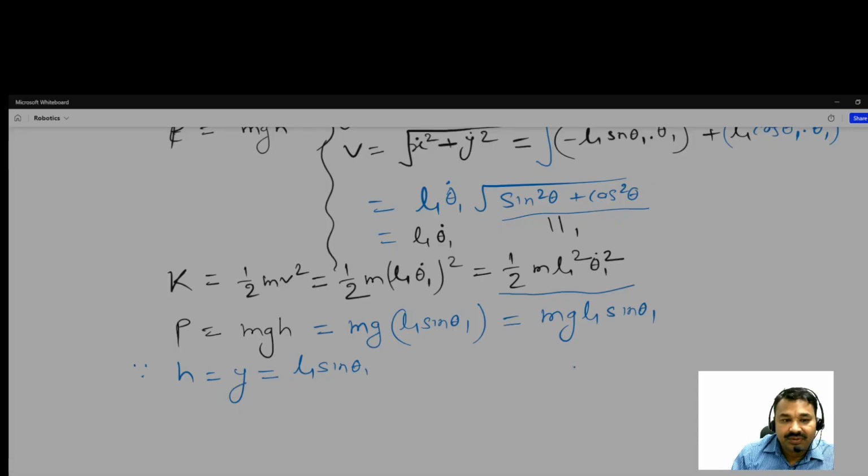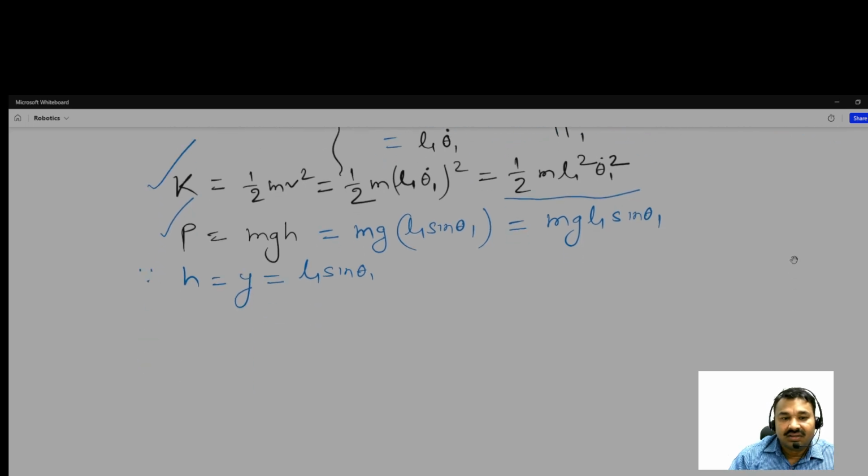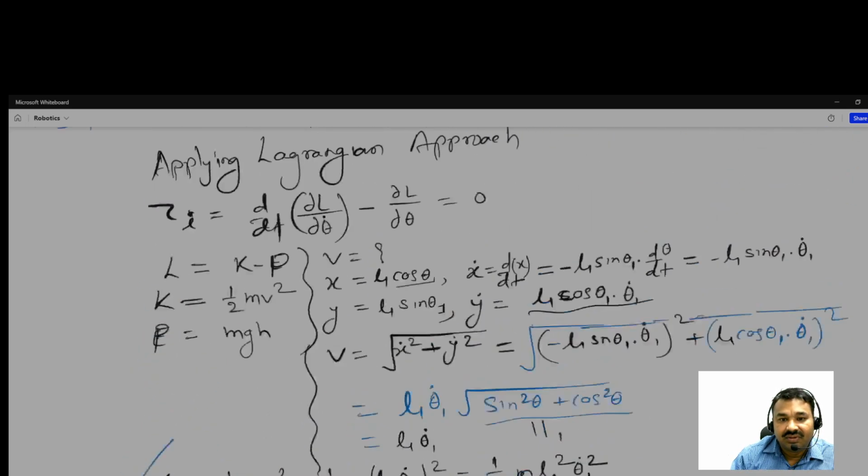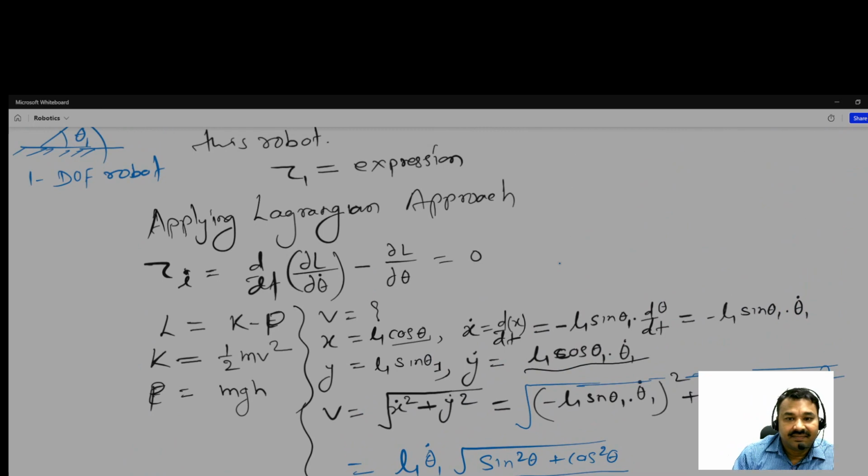So now we have both the potential energy and the kinetic energy. So what is the next step? The next step is that ultimately we have to satisfy this equation. Okay, and what are the terms there? Better if we start from here: first this one, secondly this, thirdly the differentiation, and then put all the values and expressions in this tau i equation.